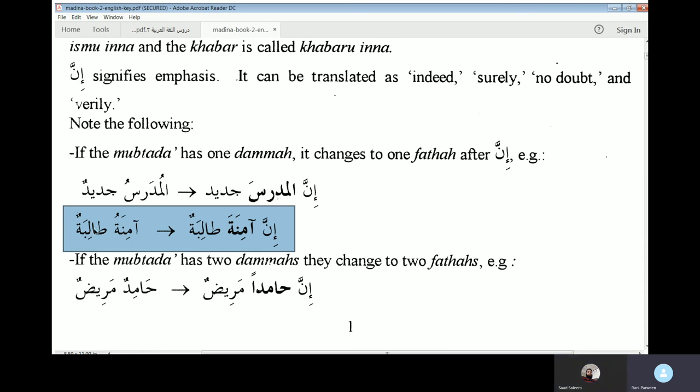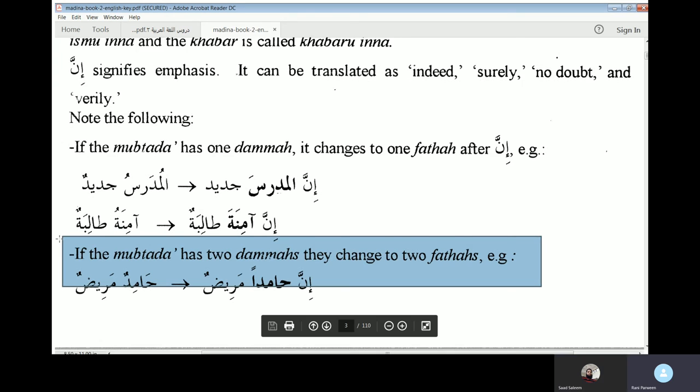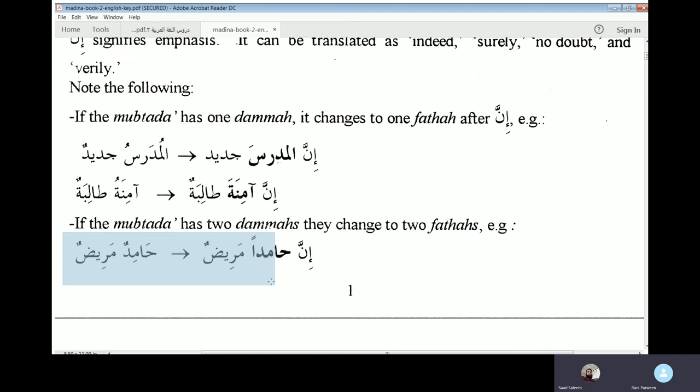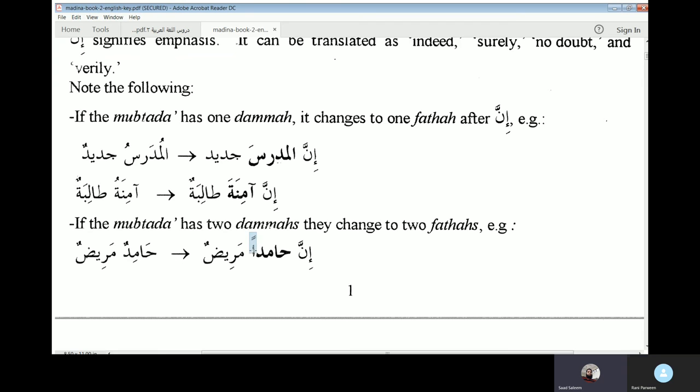Inna aminata talibatun. Here it is also the same. If the mubtada has two dhamma, they change to two fatha. For example, hamidun maridun. Inna hamidan maridun. Here hamidun has double dhamma, but after using inna, it is converted into two fatha. And in case of masculine words only, we also use alif.